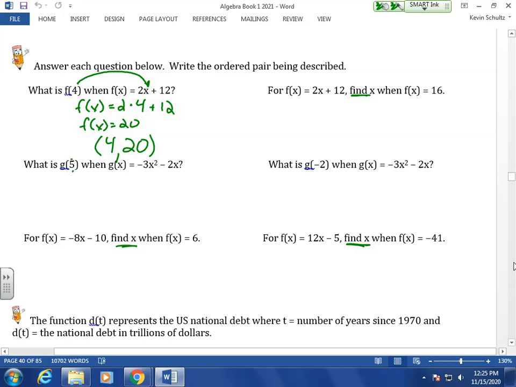We're plugging that 5 in to both x's that we have here. Okay. What is g of -2? We're plugging that in for both x's that we have here. Right? And if it says find x, then they're giving you the y. f of x equals 16. We just replace f of x with 16, and we find x. We solve for x.